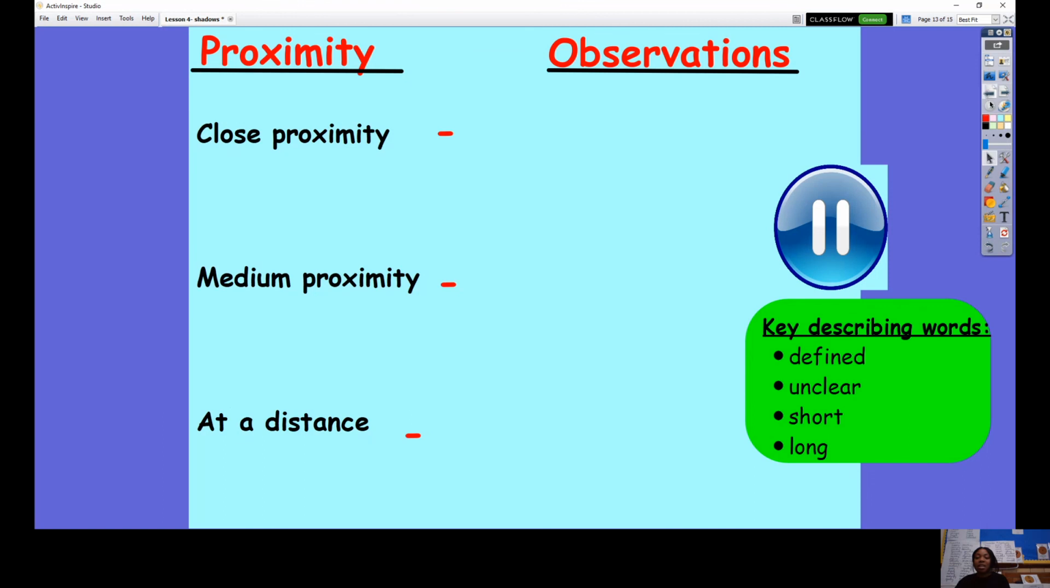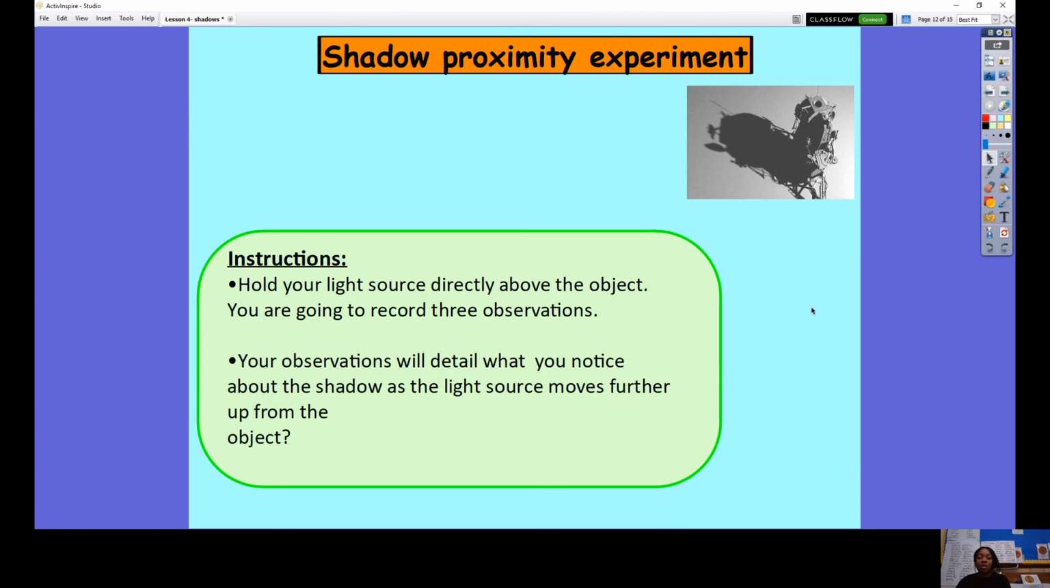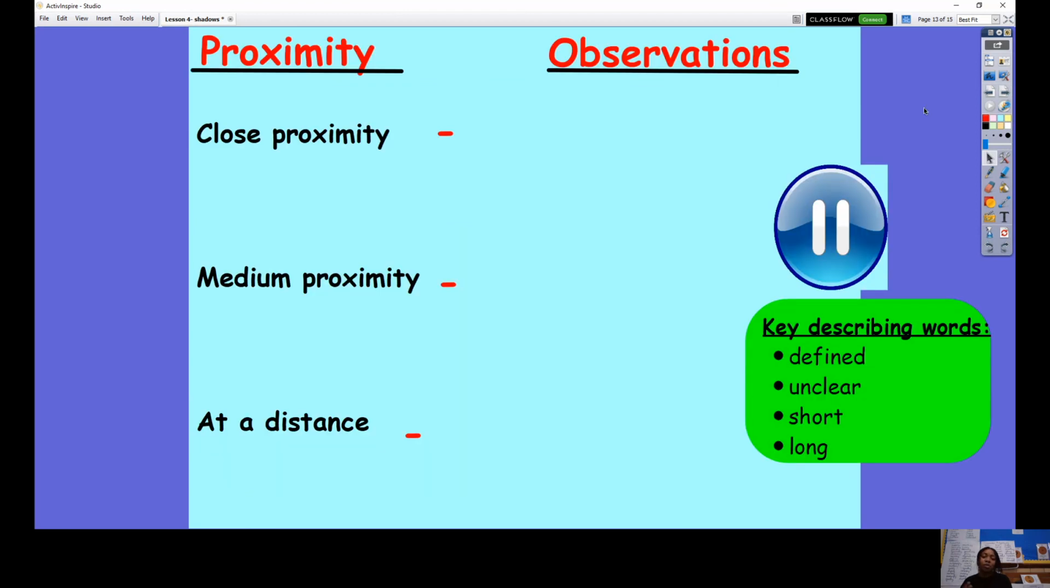Great work, fantastic. Now that you've done that, I can explain our experiment and we're going to follow the instructions and then we're going to do it. So first thing you need to do is hold your light source directly above your object. You are going to record 3 observations. Your observations will detail what you notice about the shadow as the light source moves further up from the object. If you're doing this at home, you might want to watch the rest of the video and watch me do it, or you can begin. I showed you close proximity. You need to hold the light source close, directly above the object.